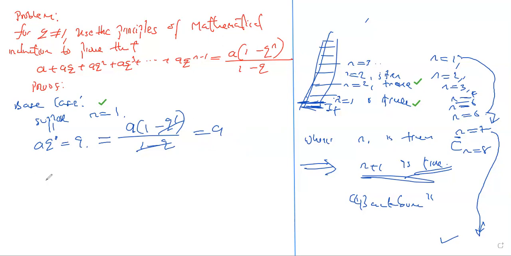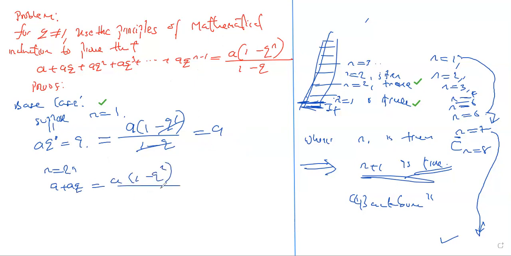So let's see the case when n equals 2. We don't have to, but let's just examine the case. That would be A plus AQ, because n equals 2 means that we should stop at 2 minus 1, which is AQ. So we are going to sum A plus AQ. Now, does it equal A(1 minus Q to the 2nd power) over 1 minus Q?